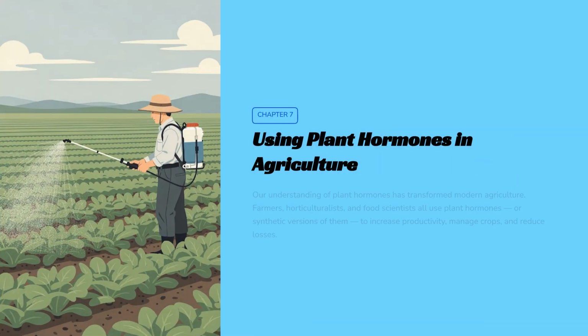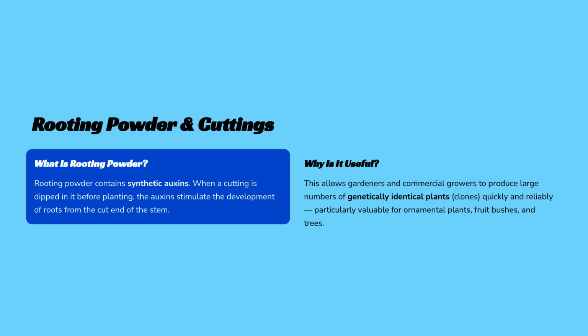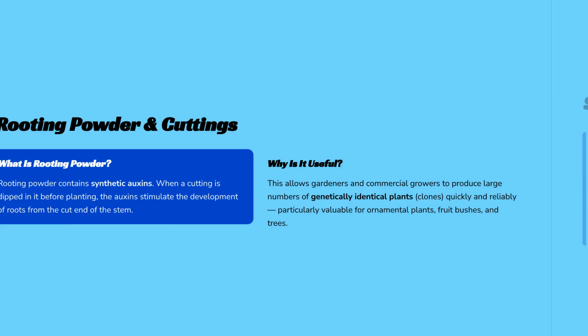Chapter 7 focuses on how modern agriculture utilizes plant hormones, often in synthetic form, to boost productivity, manage growth, and reduce crop losses. These applications are central to food production today. Rooting powder contains synthetic auxins. Dipping a cutting in it stimulates roots to grow from the stem end. This technique allows commercial growers to quickly clone valuable plants, producing genetically identical stock reliably.